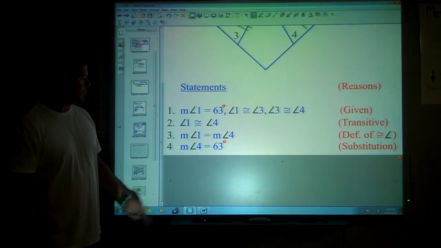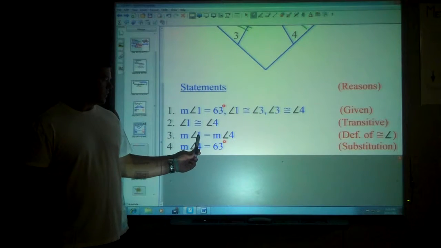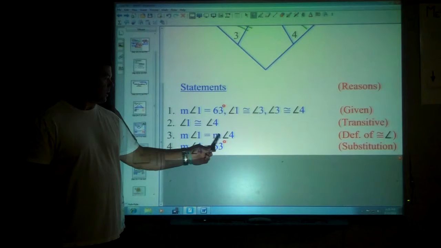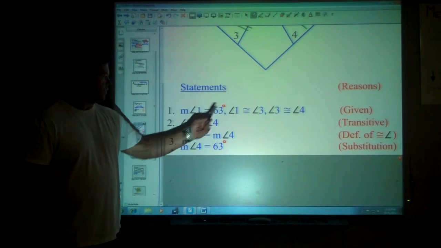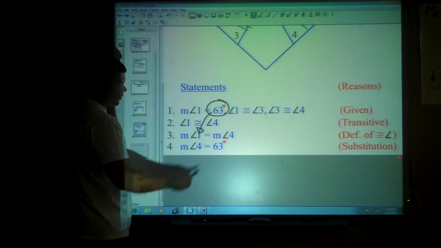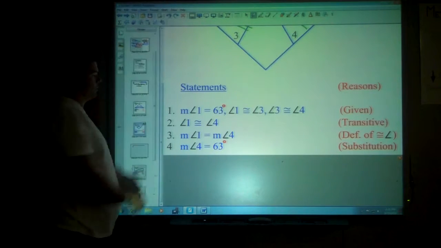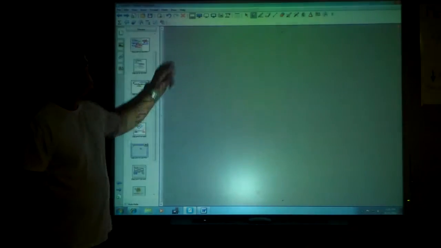Now, we put in the fact that instead of measure 1 is equal to 63 degrees, which was given information right here, we can say that because measure of angle 4 is the same as the measure of angle 1, we can replace this value, this 63, can go right here. And we're now saying the measure of angle 4 is 63, which is exactly what we were trying to prove, so we have succeeded. Alright?